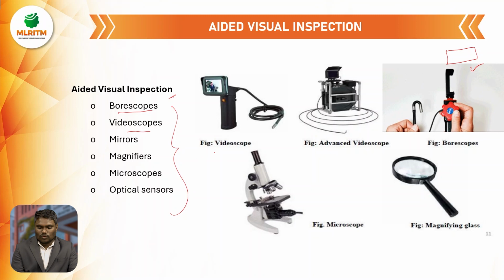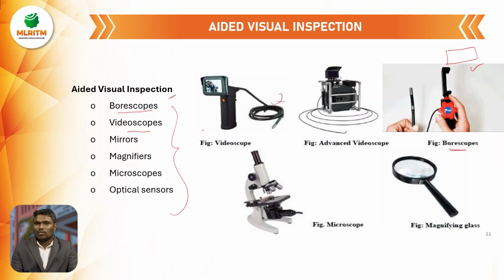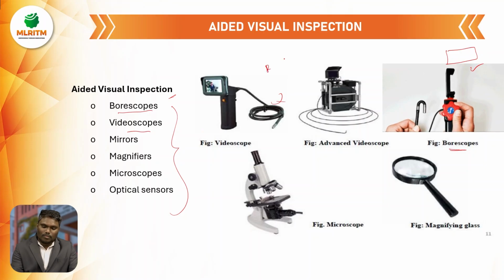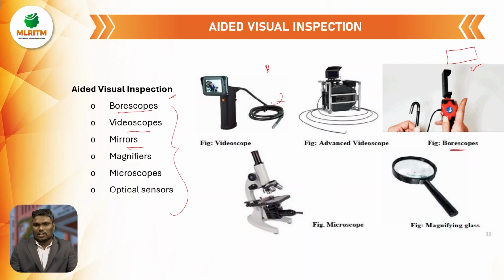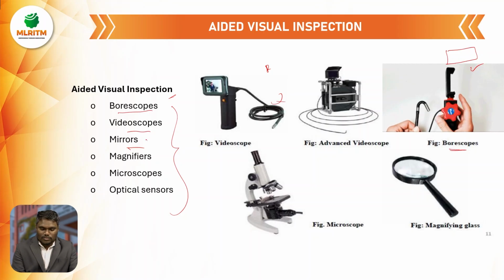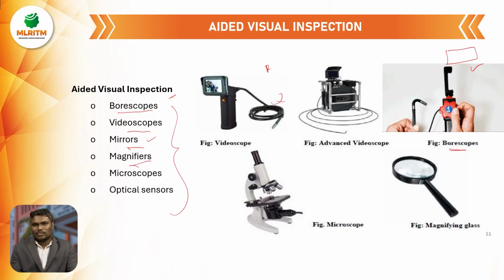And the next is the videoscope. The same advanced borescope is called a videoscope. Here we are able to record whatever cracks are present in the material. Then mirrors can be utilized so that defects on the opposite side, reflected, can also be found, even in a very small diameter hole. Using magnifiers, very tiny objects can be examined for any crack propagation.